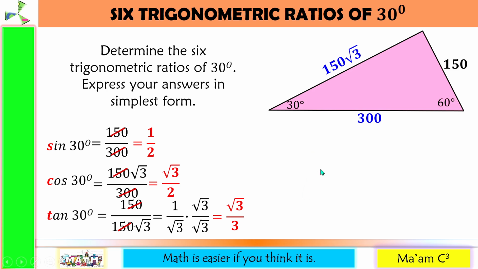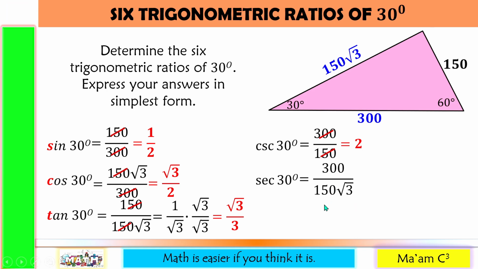Let's continue. We have cosecant 30 degrees, the reciprocal of sine 30 degrees. So this is 300 over 150. And 300 over 150 is equal to 2. Next one, we have secant 30 degrees, reciprocal of cosine. So this will be 300 over 150 square root of 3. 300 and 150 can be simplified. That is 2 over square root of 3. Rationalize, multiply both numerator and denominator by square root of 3. So 2 square root of 3 over 3.